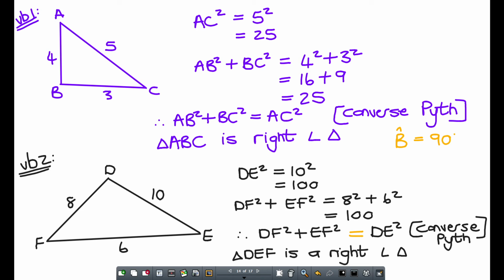Okay, the right angle in this case, remember, it will always be opposite the hypotenuse. The hypotenuse is the longest side, which means the 10. Okay, so what's opposite that? Angle F. Yes.